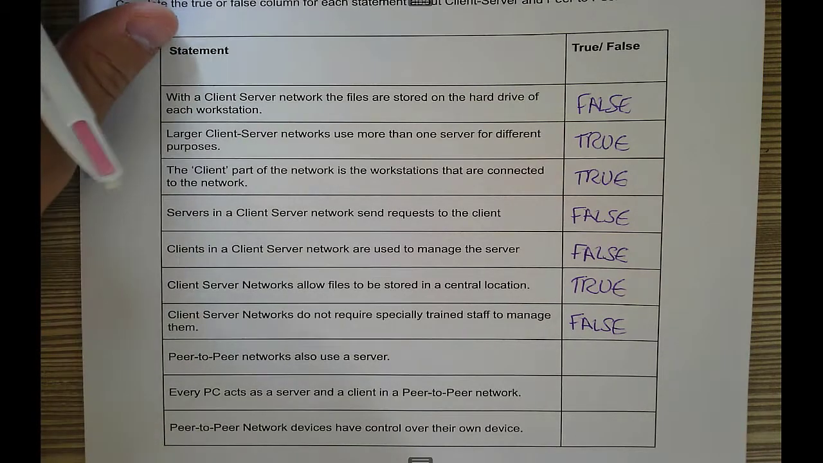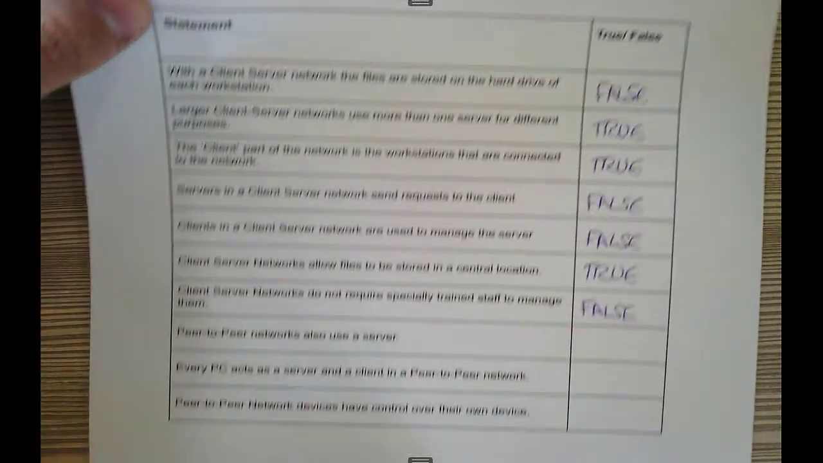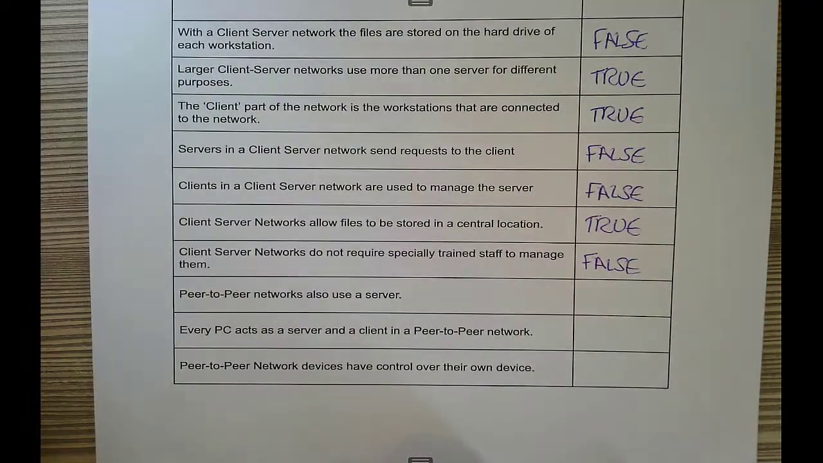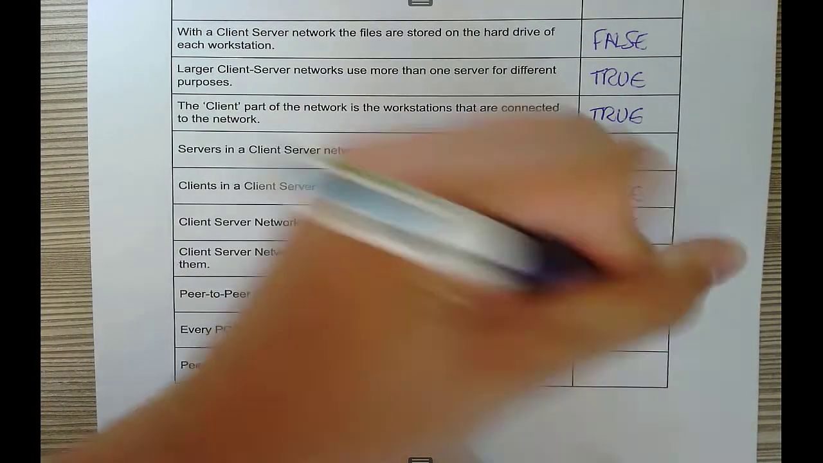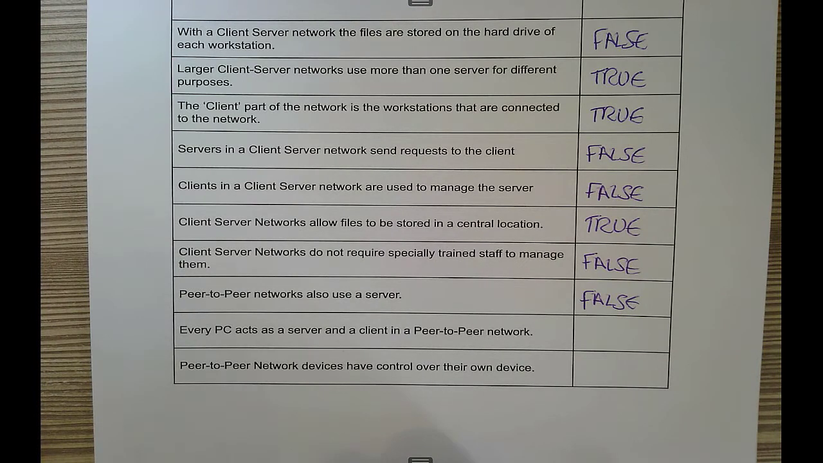We've then got: peer-to-peer networks also use a server. So we've gone from client-server, now we're on peer-to-peer. This statement is false. They do not use a server. It is a number of devices that connect to each other, and we'll talk more about that in a second. Each PC or device acts as a server and a client in a peer-to-peer network.